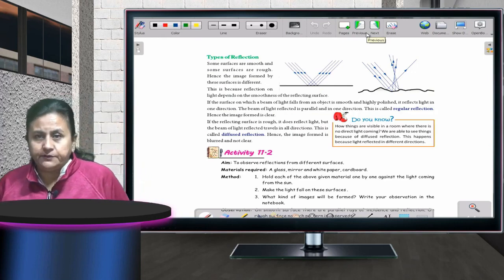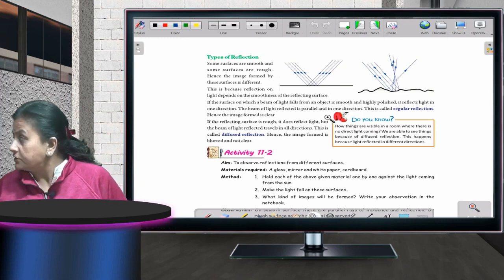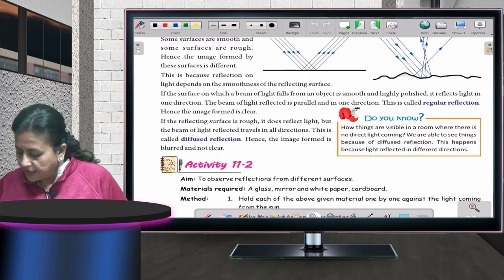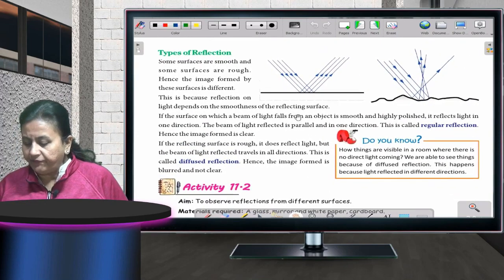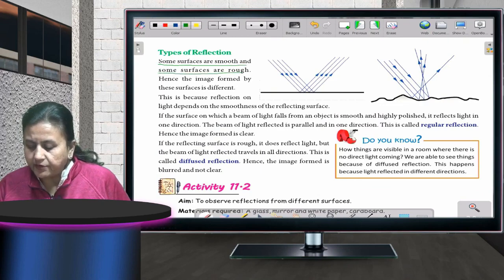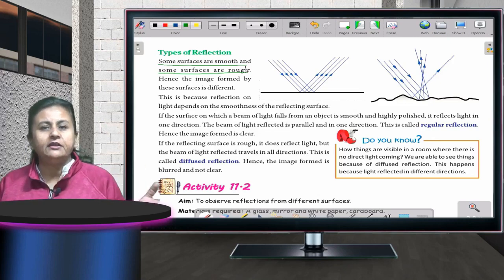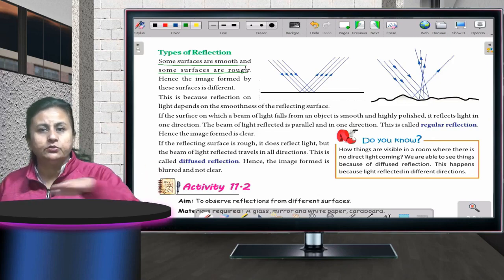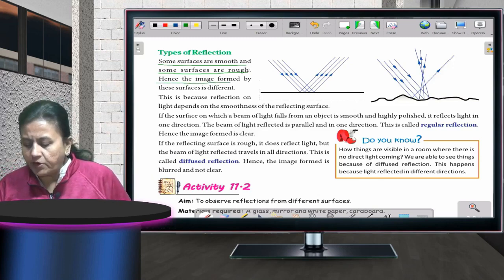Types of reflection. Another topic is types of reflection. Can you all see on your screen? I am zooming it so that the things are more clear to you. Some surfaces are smooth and some surfaces are rough. The surface is the area where the light falls. Sometimes it is smooth and sometimes it is rough. Hence, the image formed by these surfaces is different.